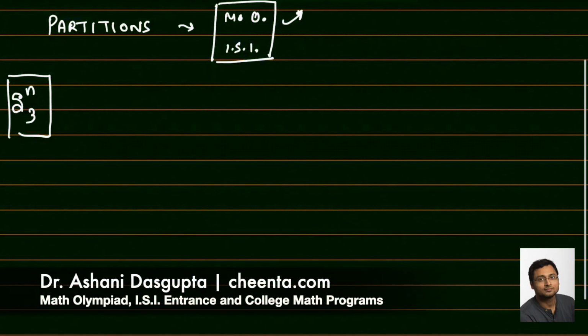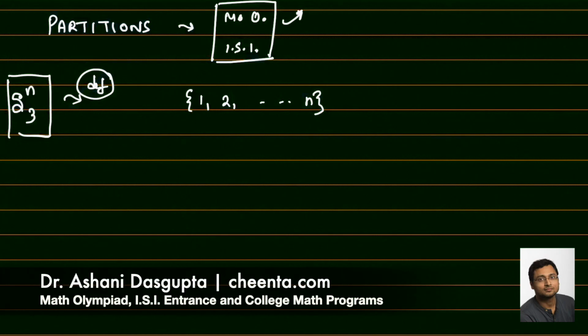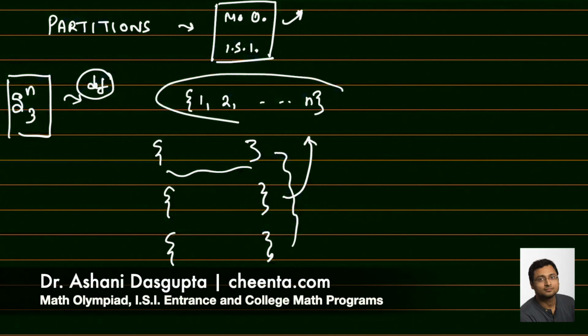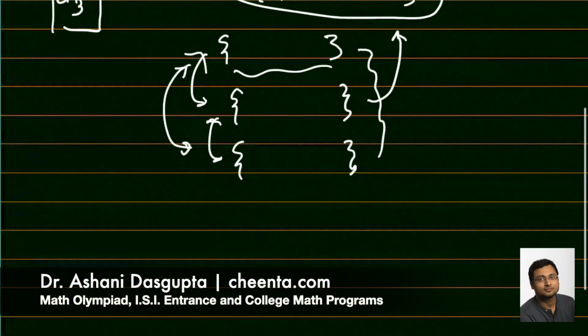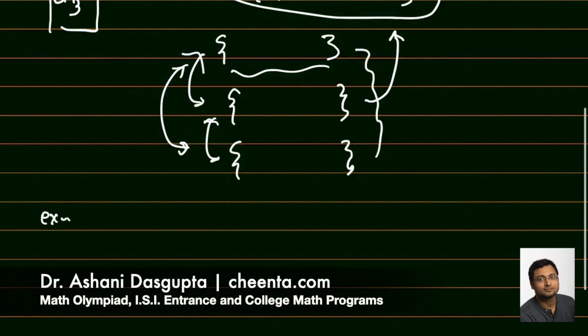So let me define that one more time so that you are reminded of what we were doing. Suppose there are n numbers in a set and we want to split them into three classes, that is three subsets whose union will be this entire set one more time and whose pairwise intersection will be null. So I'll give you an example of what I mean by this.